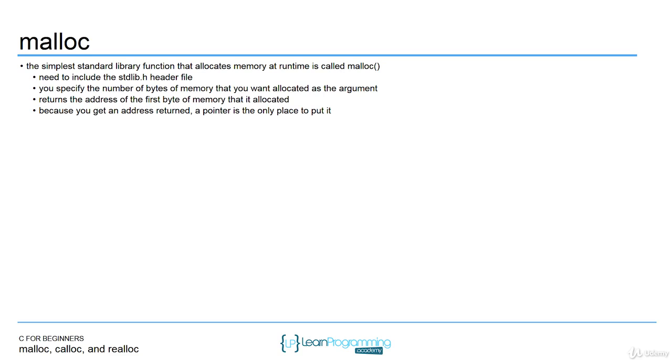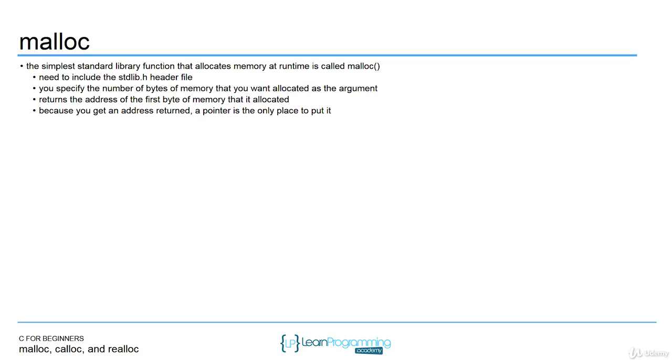The simplest and most common way to allocate memory is through the standard library function named malloc. This is allocating dynamic memory at runtime. In order to call this function, you need to include the stdlib header file. You specify the number of bytes of memory that you want allocated as its argument. What's returned from this function is the address of the first byte of memory that is allocated. Because you get an address returned, a pointer is the only place to put it.